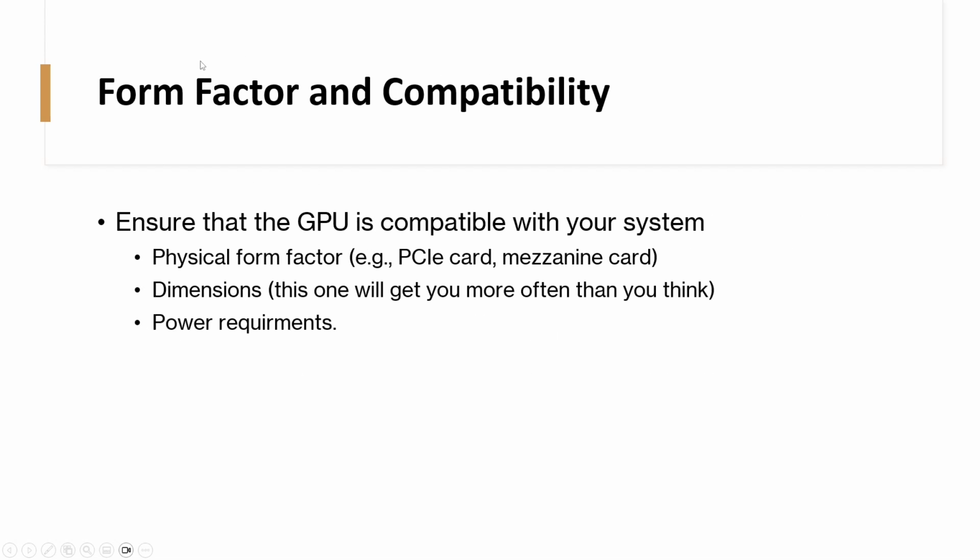All right, and then finally, form factor compatibility. Not a whole lot here. Just make sure that whatever you buy is actually going to fit in and work with your system. For example, don't buy a mezzanine card if you're looking for PCIe. Measure the dimensions if you're building your own, and make sure that it's actually going to fit in your case. And then also understand the power requirements. I've done that before, where I misread or didn't think about the power requirements, and then I had to buy a whole new PSU because I didn't have enough watts to power everything. So it's important to keep all these constraints in mind when you're planning out your system.